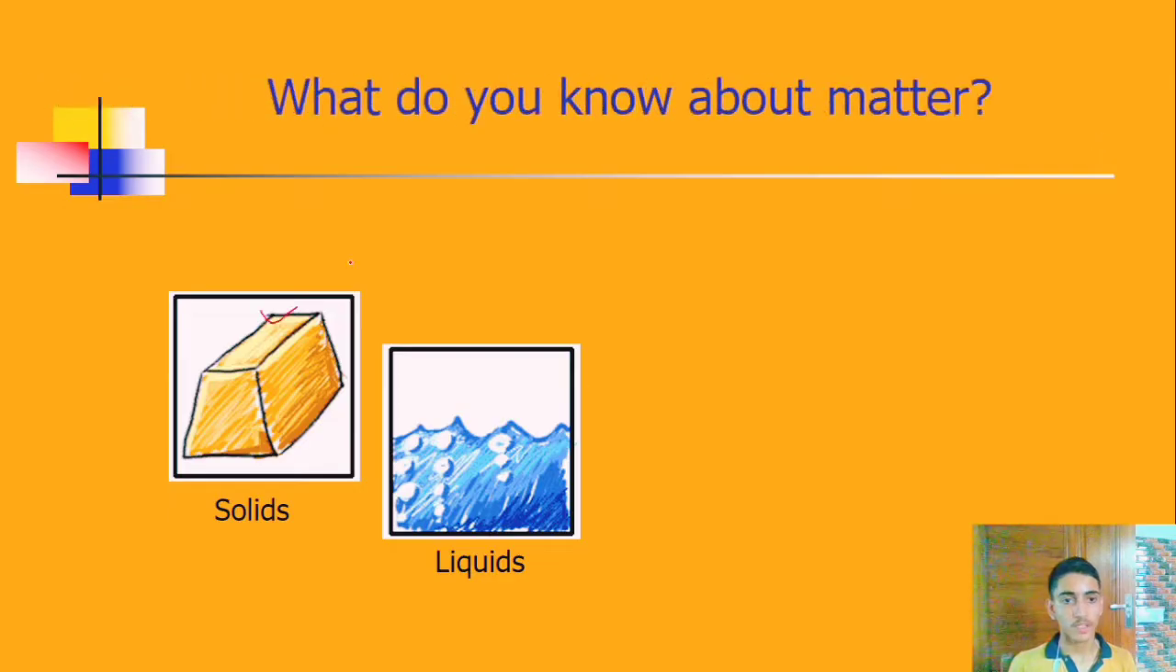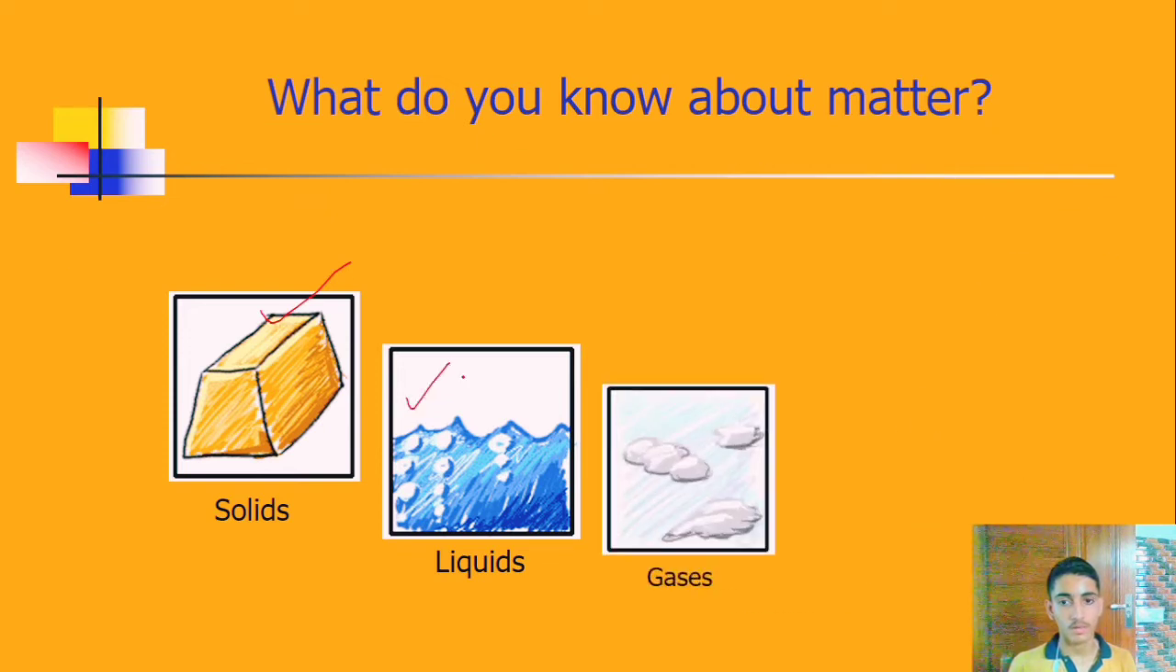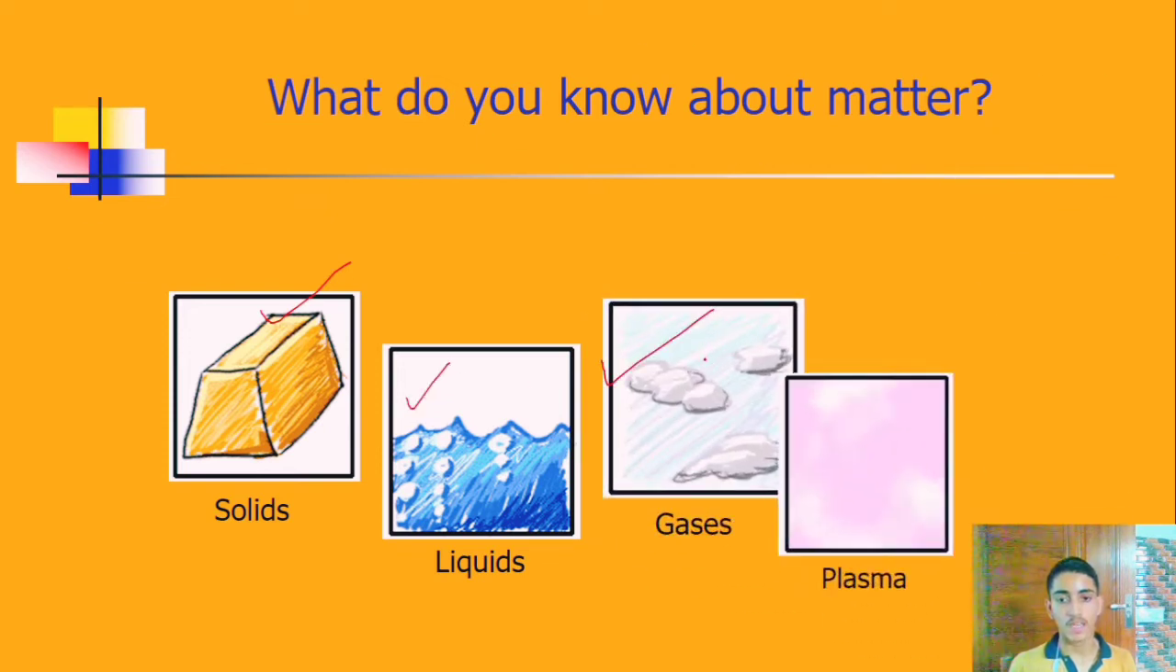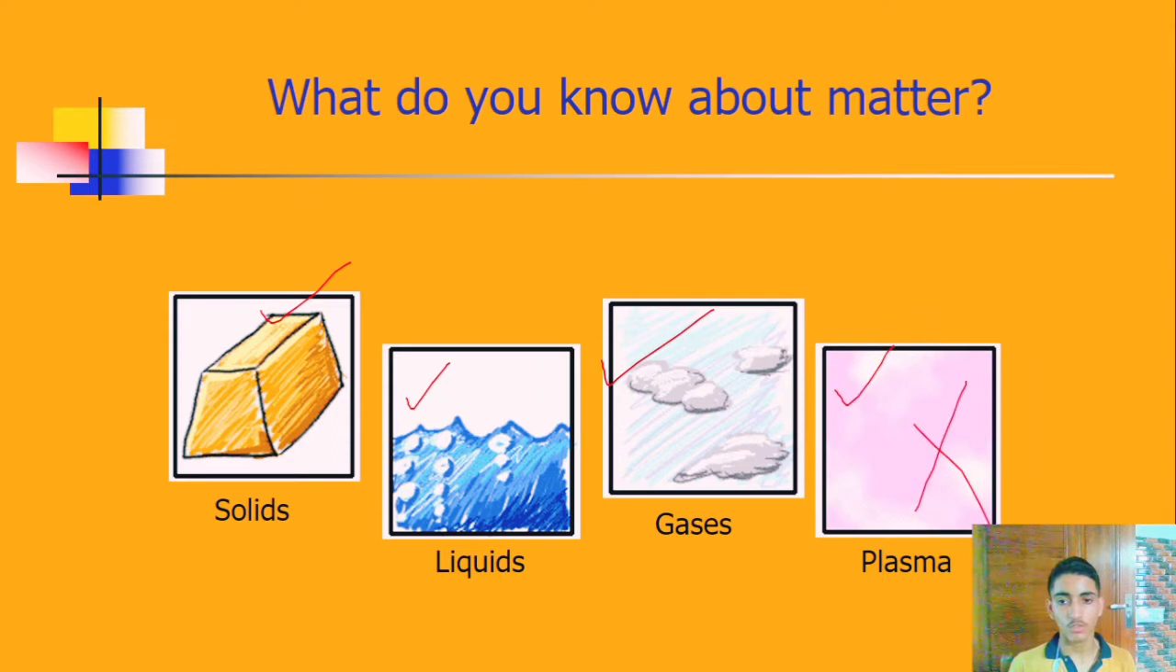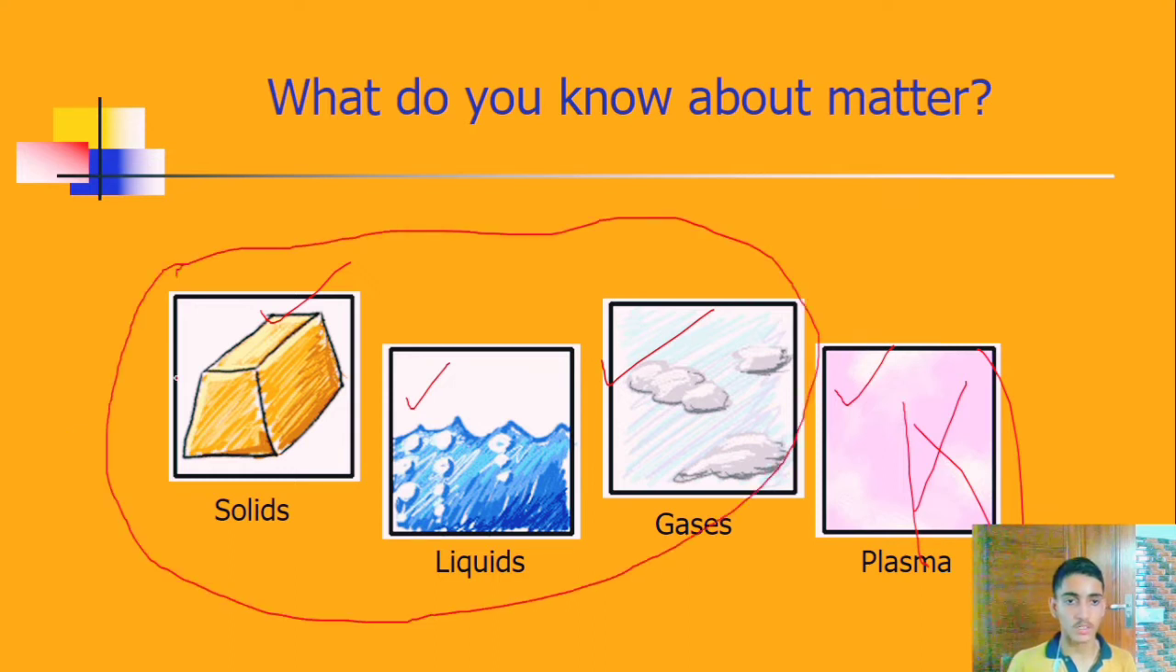That is solid, liquid, and gas, as well as plasma. You need not study plasma. It's not a topic in your class 9. You will learn about it in your higher classes. But in this video tutorial, I'm going to teach you about these three states of matter: solid, liquid, and gas.